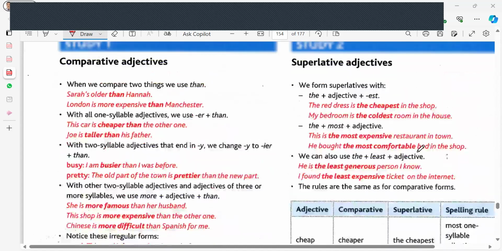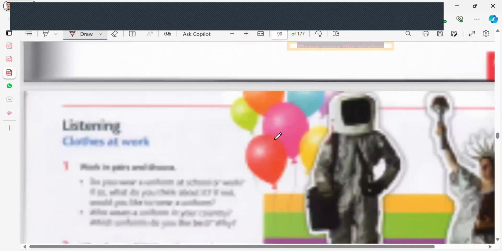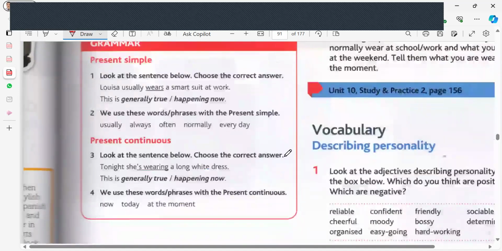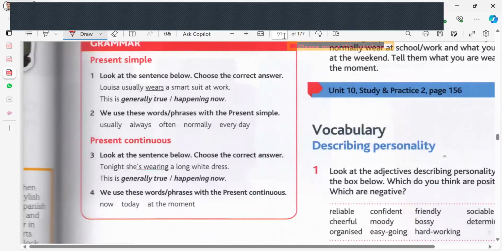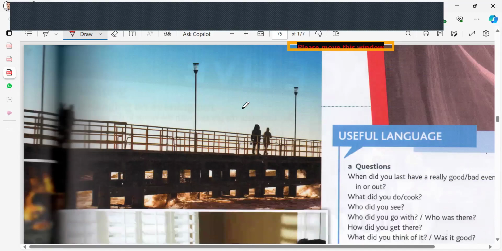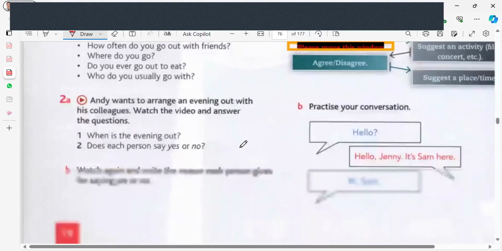Now it's time for superlative adjectives, but please go to page 89? 70? What page? 75? 70, 79 or 80. Okay, 80. Yes, 80.